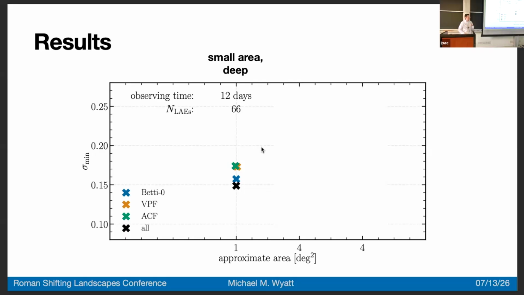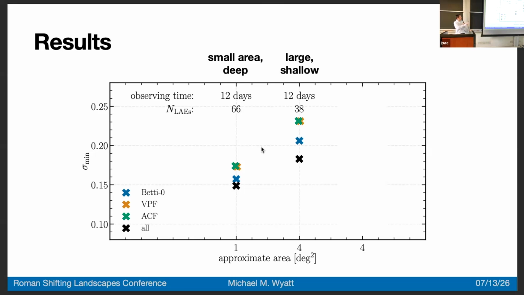And what I've plotted in black here is the uncertainty that we can achieve if we simultaneously fit to all 3 statistics. And this is interesting because we're actually achieving slightly better constraints by doing that, which means that the Betti curve does provide independent information to the other 2 statistics, and it's not just a redundant reforming of the same statistic.